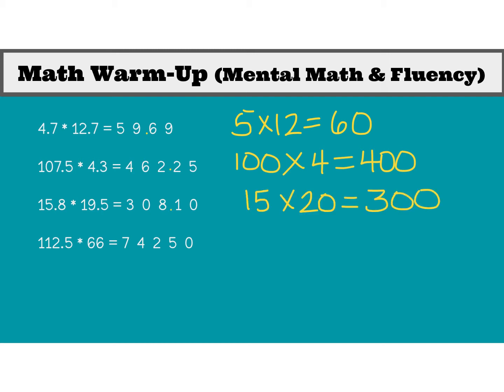And for the third problem, I took 15 8/10, changed it to 15, 19 5/10, changed it to 20. 15 times 20 is 300. So I placed the decimal point between the 8 and the 1.